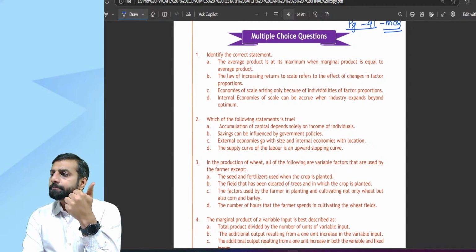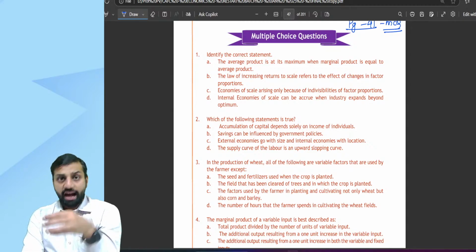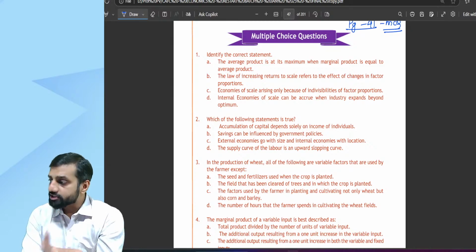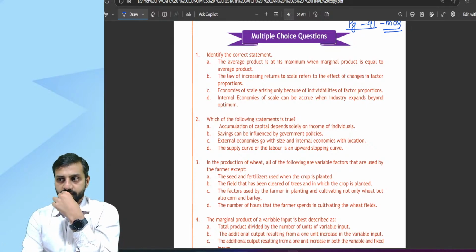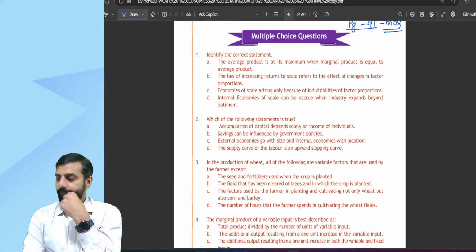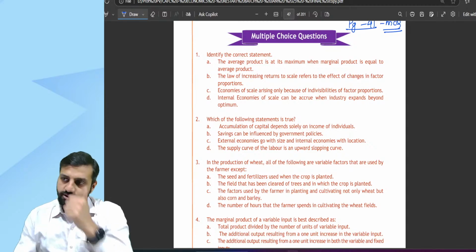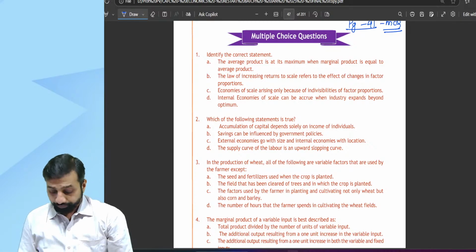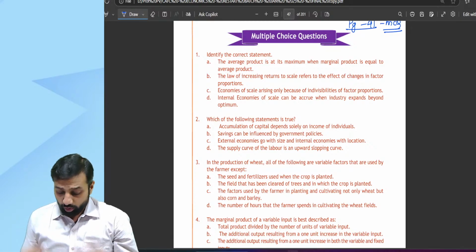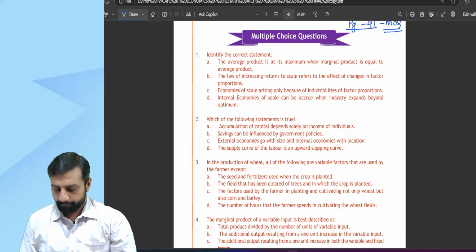Is that okay? Please let me know in the chat box. Are you willing to solve the MCQs? Yes or no? Okay, Surya, so you start solving. If there is any other doubt, you can let me know in the chat box.